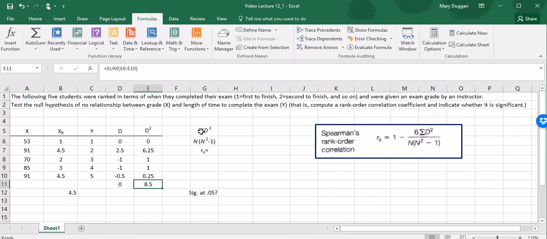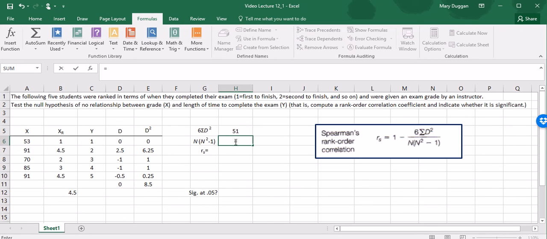And what I've done is I've separated out the steps to the formula here to make it a little bit easier. And so for the first step, we're going to multiply the number 6 times the sum of the squared deviations, and that gives us 51. In the second part of the formula, we're going to take the n, which is 5. We have 5 people in this study, and we're going to multiply 5 times 5 squared minus 1. So easy enough.